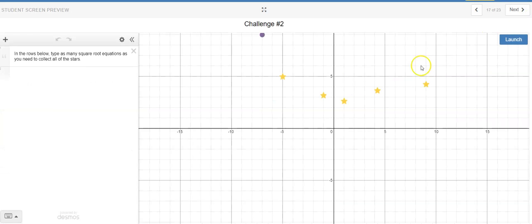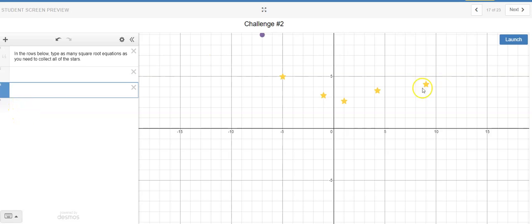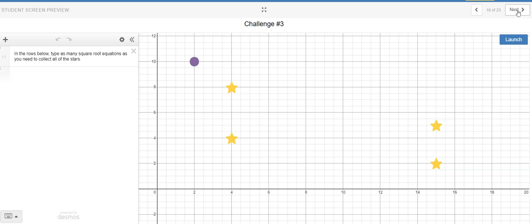So we have a couple challenges. This one you're going to add as many graphs as you need. I believe this one can actually be done with 2 equations. You're going to add 2 equations or maybe more so that when you launch your marble, it will get all of your stars. So you have a couple of these challenges.